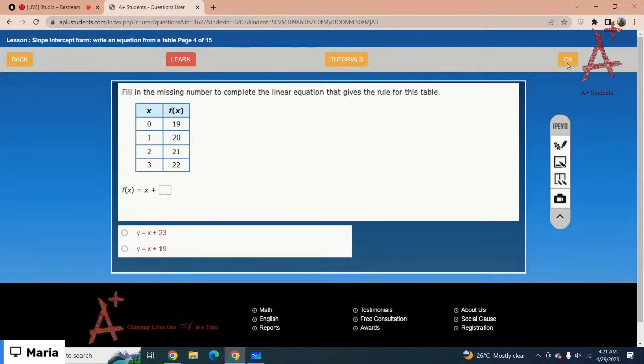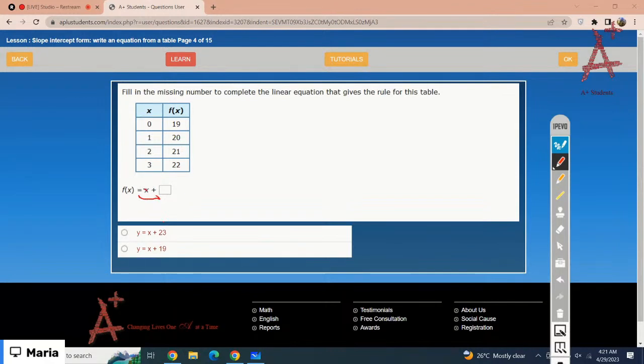Okay. The next one is y equals x plus the missing number. You have to calculate the slope, which is 1. You are given the equation here, y equals x plus 1. That means the slope is 1. You just have to calculate the y-intercept. So it would be y equals mx plus b.